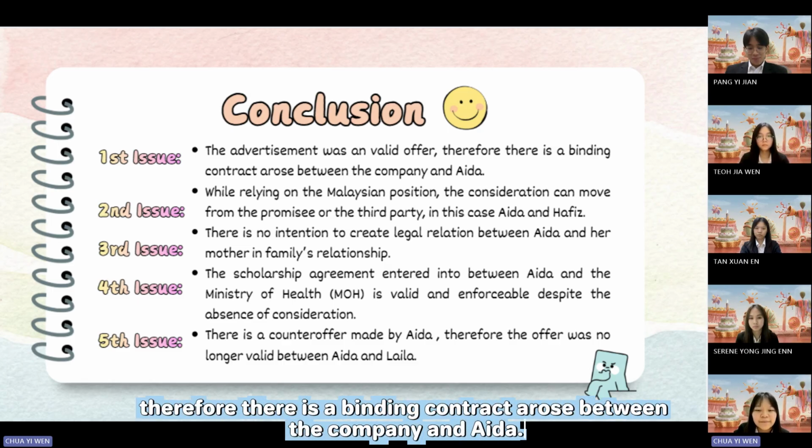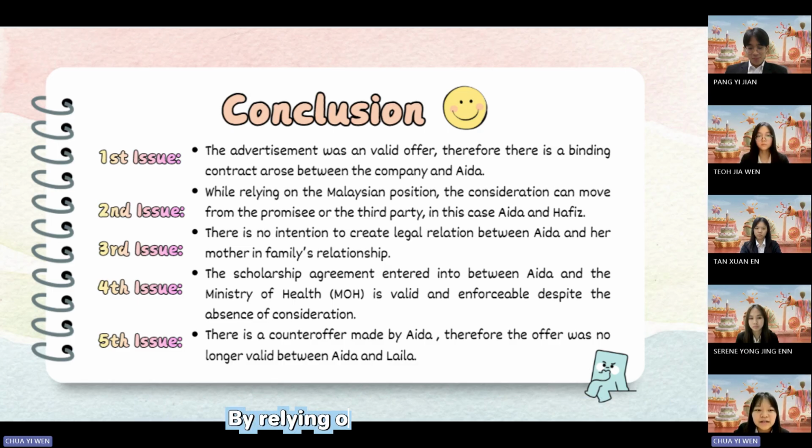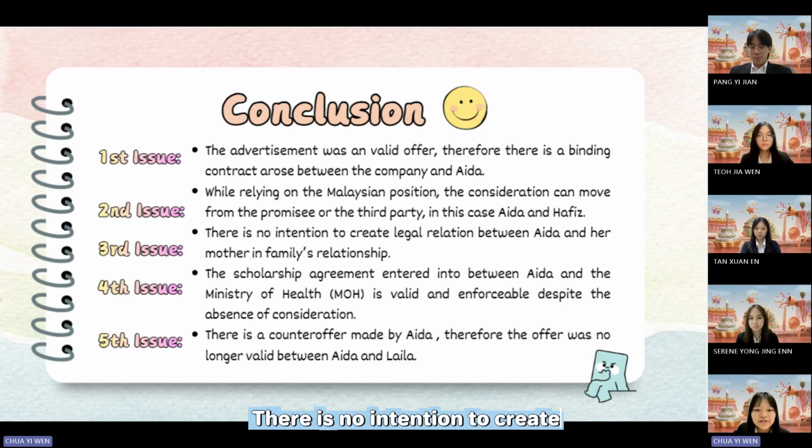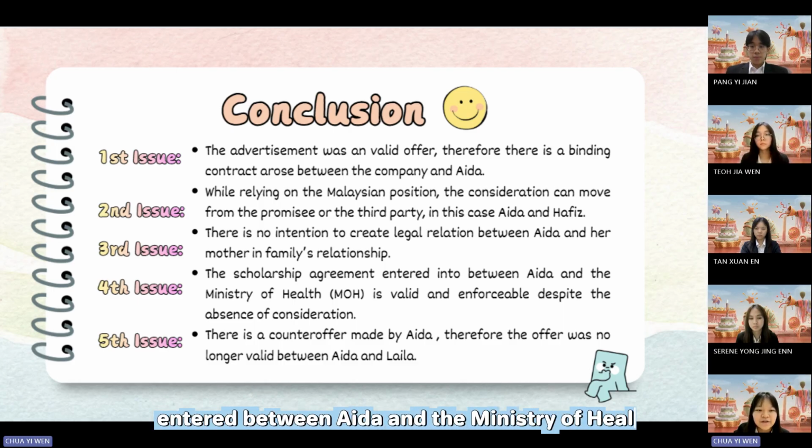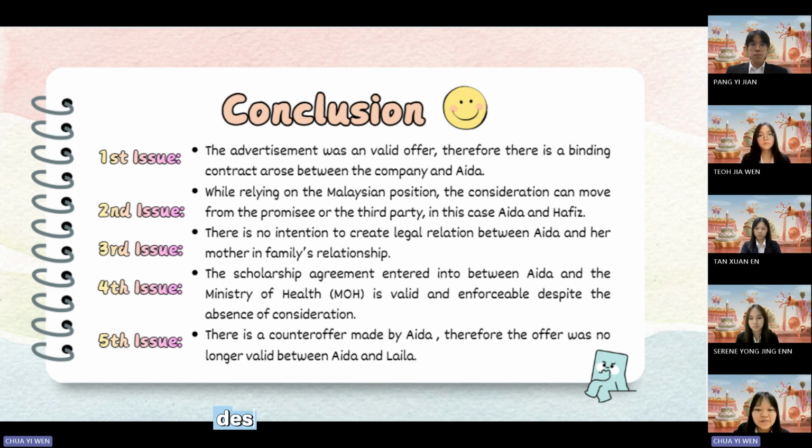To sum up, for the first issue, the advertisement was a valid offer, therefore a binding contract arose between the company and Aida. By relying on the Malaysian position, the consideration can move from the promisee or a third party, Aida and Hafiz, for the second issue. There is no intention to create legal relations between Aida and her mother in a family relationship for the third issue. The scholarship agreement entered between Aida and the Ministry of Health is valid and enforceable, despite the absence of consideration for the fourth issue.